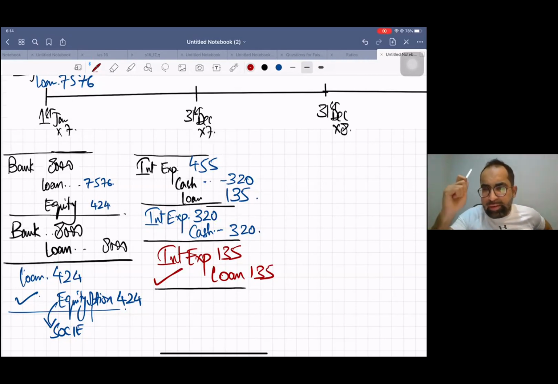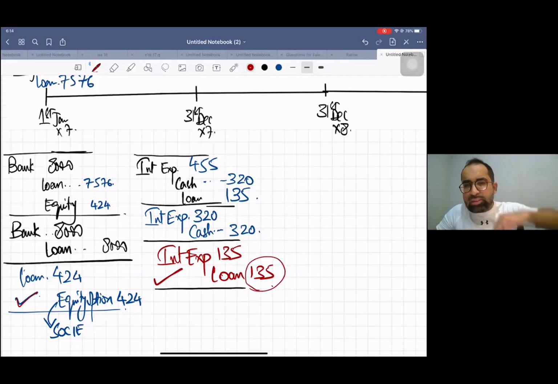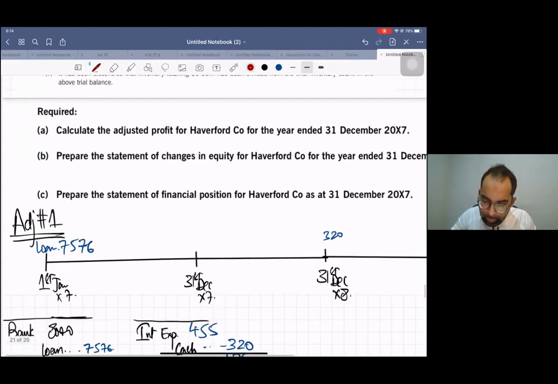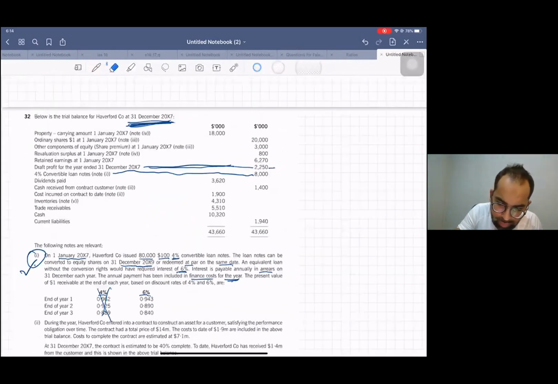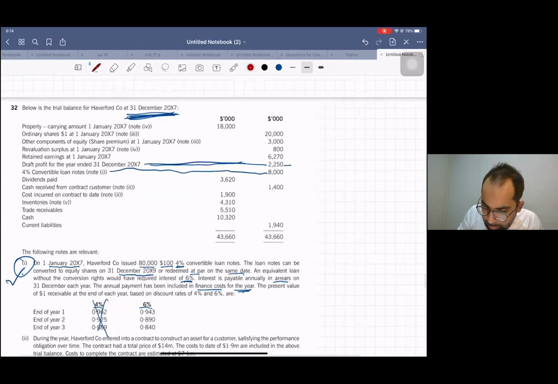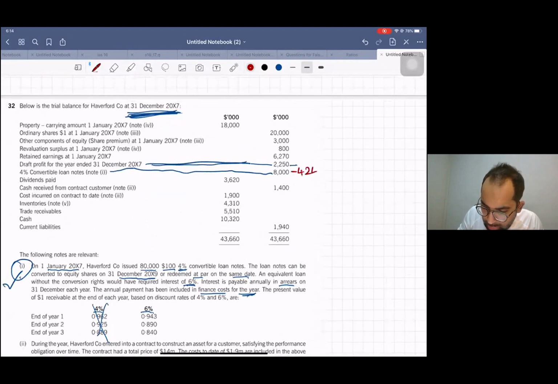Let me adjust one thing here right now. In this adjustment, loan is decreasing by 424, and in this, loan is increasing by 135. Let me adjust on the TB. See, this is the loan. Less 424 and add 135. Okay, why have I done this? So that I don't forget in the end about the posting of this, right?